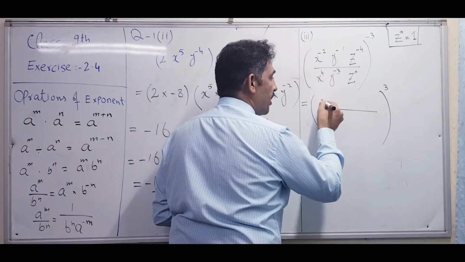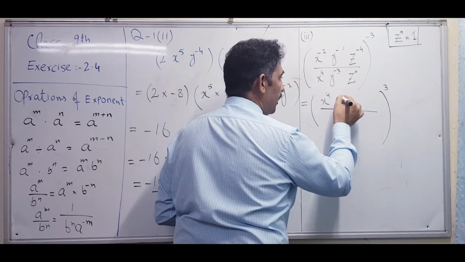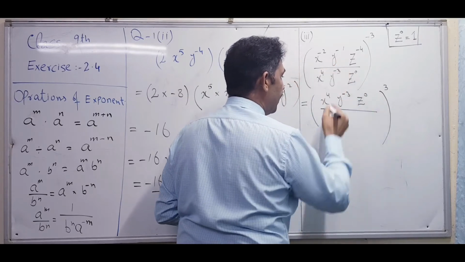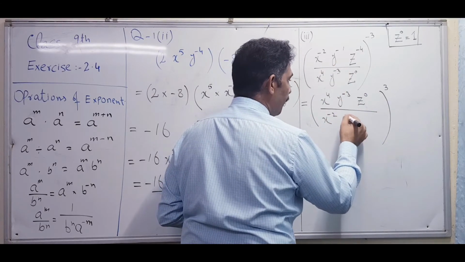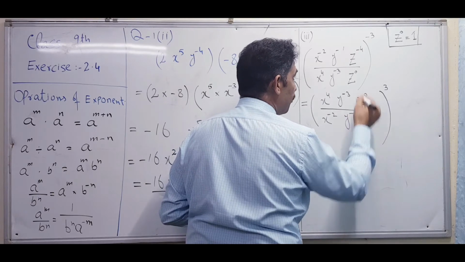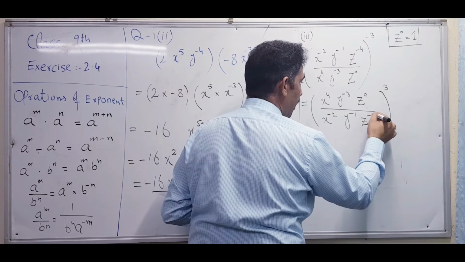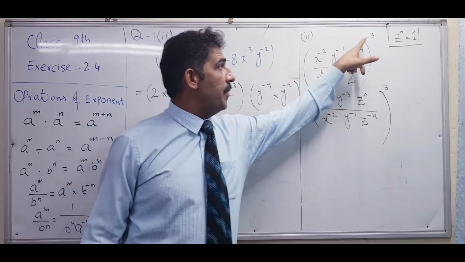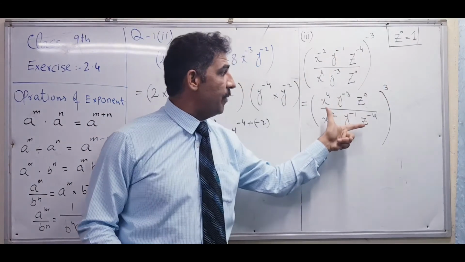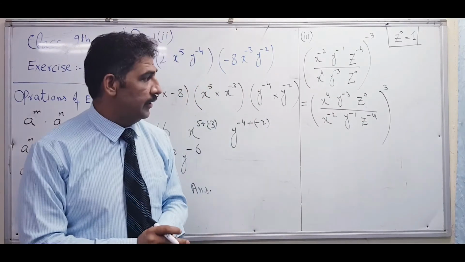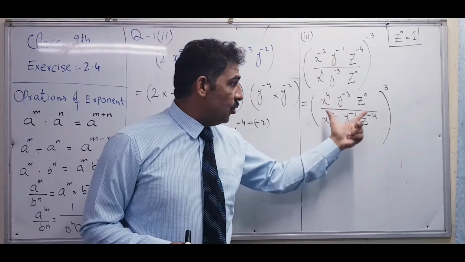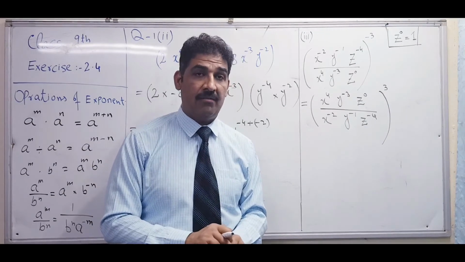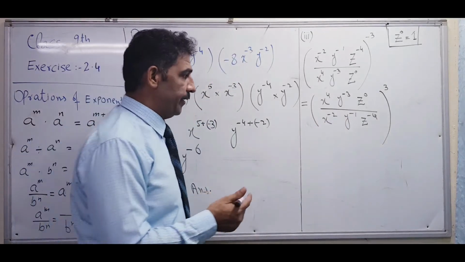Good. The denominator will become the numerator: x raised to power 4, y raised to power minus 3, z raised to power 0, over x raised to power minus 2, y raised to power minus 1, and z raised to power minus 4. You can see that one. I didn't do anything. I just made this exponent positive and made the inner part of the bracket its reciprocal. So now there is no sign between them. So this exponent 3 multiplies by each term's exponent.